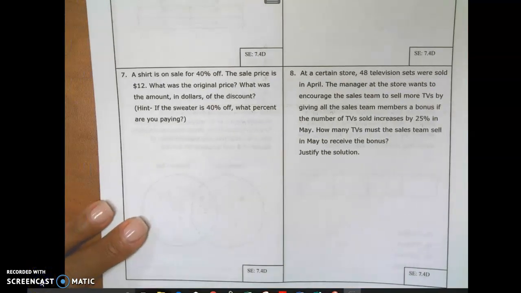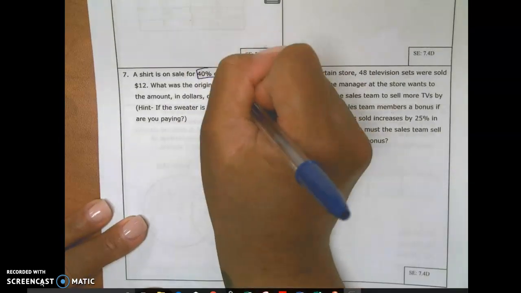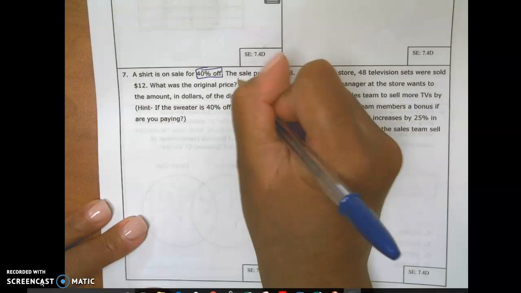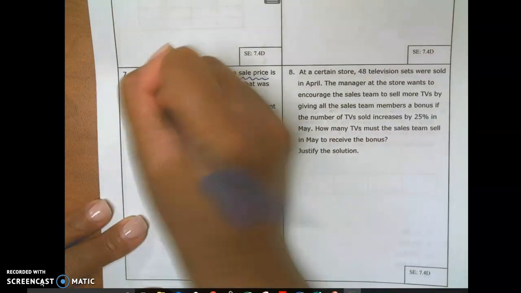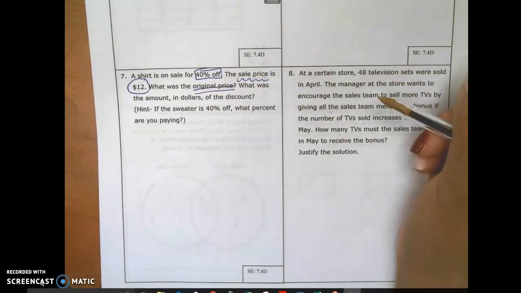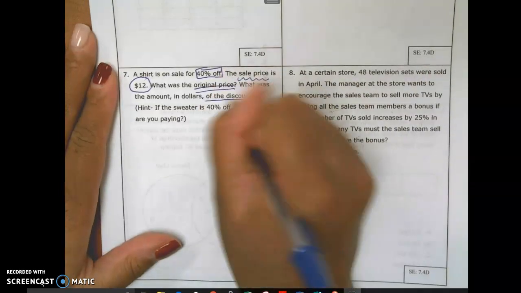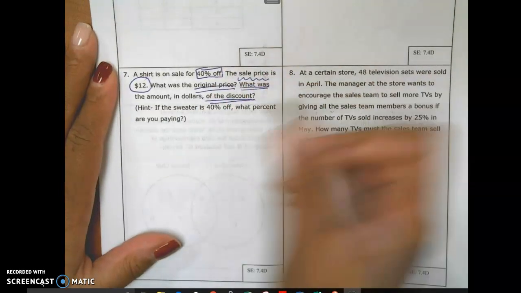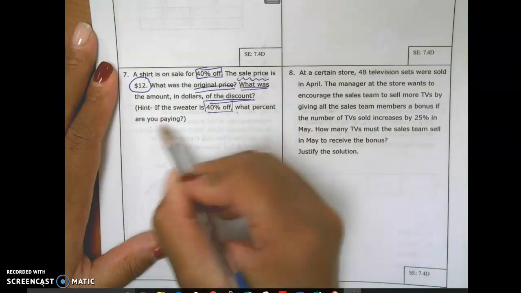Okay, a shirt is on sale for 40% off. The sale price, that means after I've taken the 40% off, is $12. What was the original price? That means where did it start? What was the amount in dollars of the discount? Hint, if the sweater is 40% off, what percent are you paying?